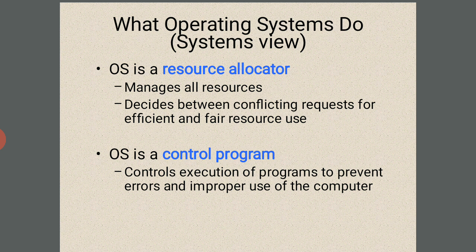The operating system is a control program. It controls execution of programs to prevent errors and improper use of the computer. So the operating system is a control program that controls execution of programs to prevent errors and improper use of the computer.